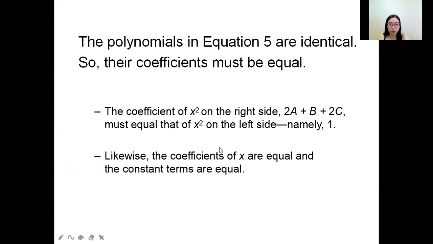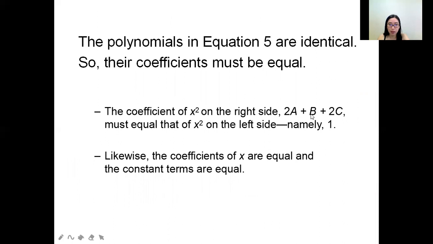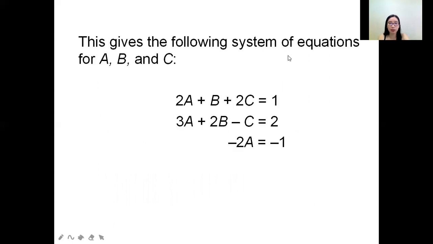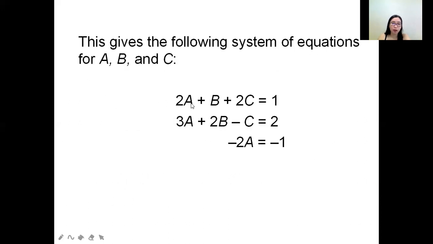So the coefficient of x squared on the right side, 2a plus b plus 2c, must be equal to the x squared on the left side, which has a coefficient of 1. Likewise, the coefficients of x are equal and the constant terms are equal. This gives the following exact system of equations for A and B. So 1 is the coefficient here, then the next one is 2. So we get a linear system of equations.